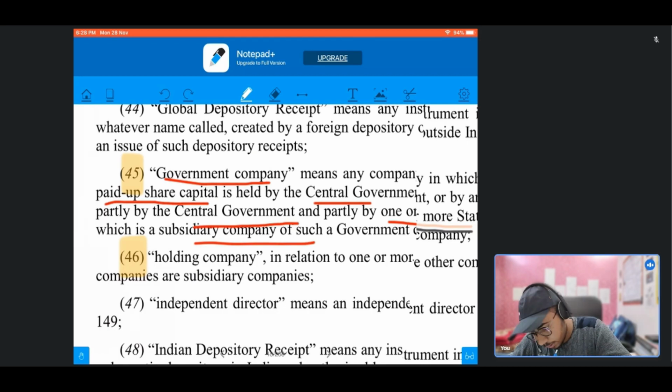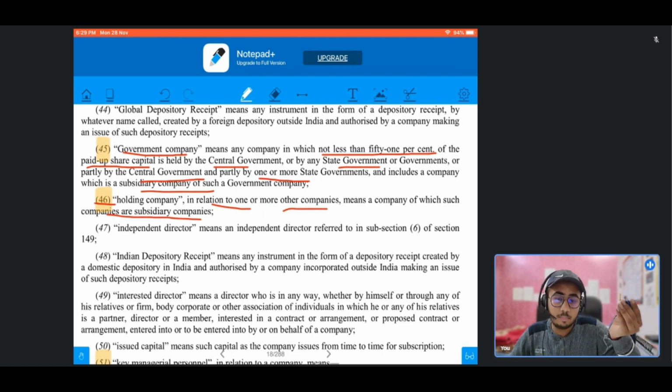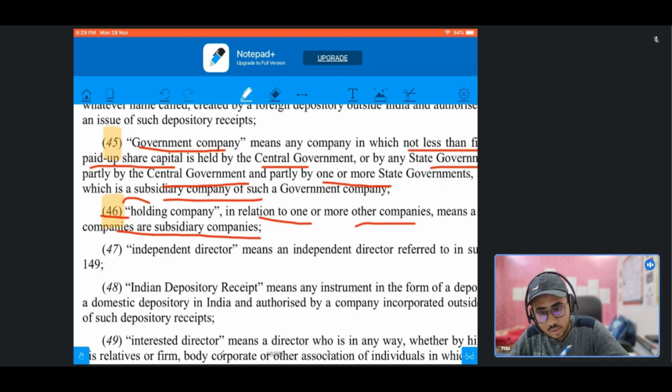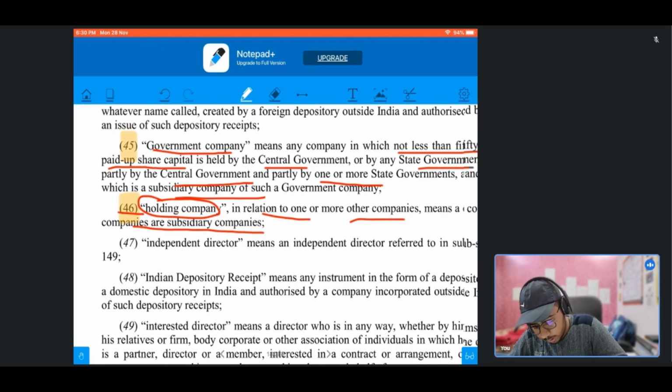Our next subsection is subsection 46. Holding company means, in relation to one or more other companies, a company of which such companies are subsidiary companies. So it is saying in reference to other companies that such other companies are subsidiary companies. If such other companies are subsidiary of that company, then such company will be called a holding company. To understand the definition of the holding company, we'll first have to understand the meaning of subsidiary companies. So this we will be studying along with the subsection of subsidiary company, that is I think Section 2 subsection 87. So for the timing we are leaving this.